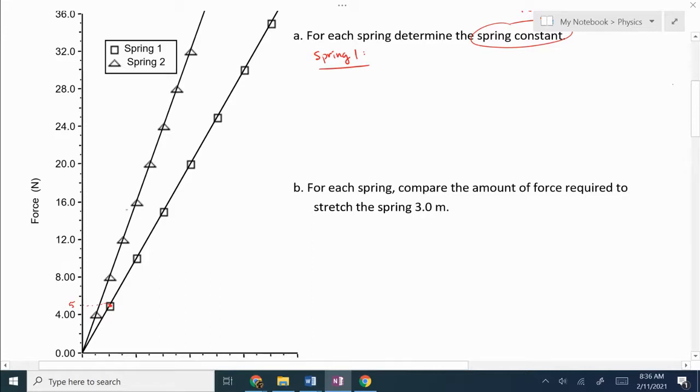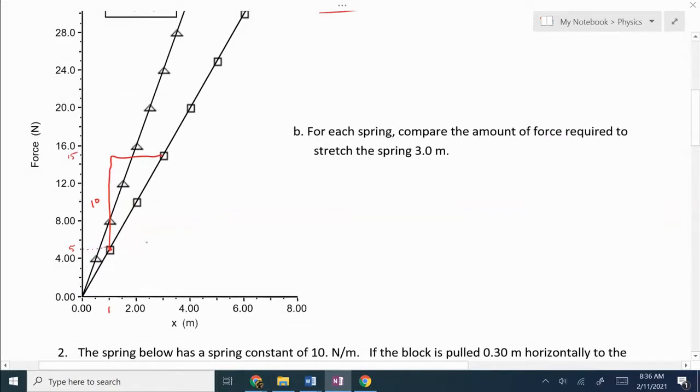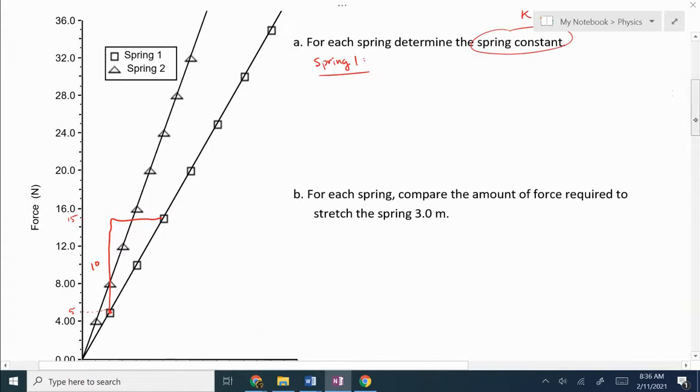It goes up to right here, looks like 15. So that's going to go up 10 and over, it starts out at 1, and that is 3. So that's gone over 2. So K1 is equal to up 10 over 2. That's going to give you 5 newtons per meter.